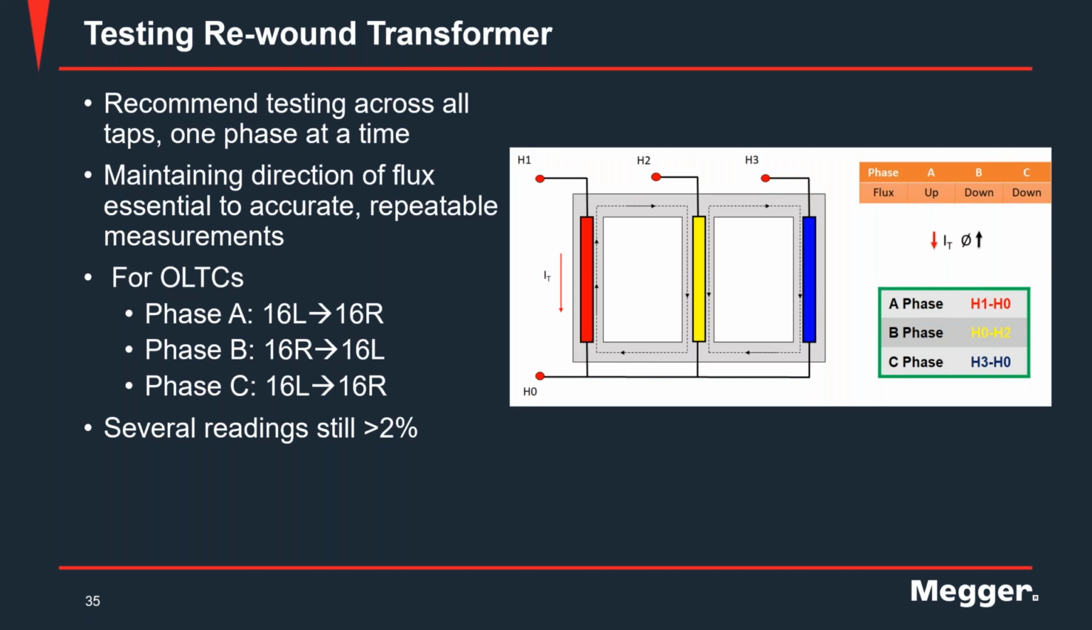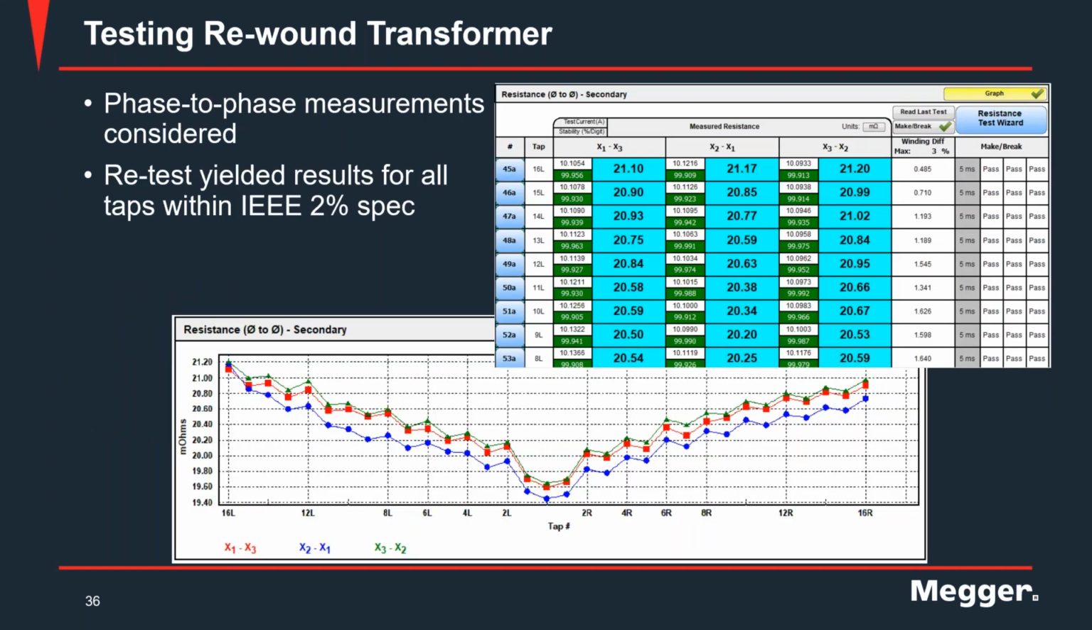So again, we were scratching our heads trying to figure out what's going on here and what's the best way to address the issue. So after having several discussions, we decided that we should pursue a phase-to-phase measurement. Initially, we were measuring phase to ground. We were measuring, let's say, X1 to X0, so on and so forth. But instead, we decided to run a phase-to-phase measurement test. And after retesting, of course, all the test results were within specification. All the test results were within 2%.